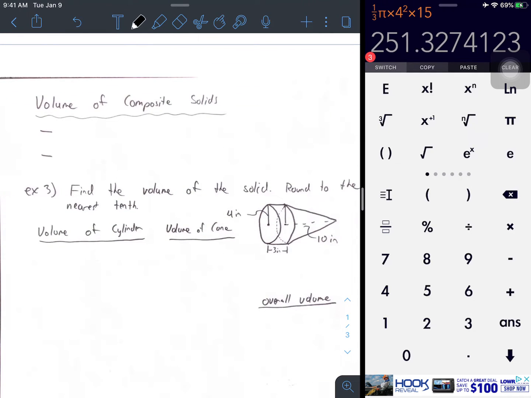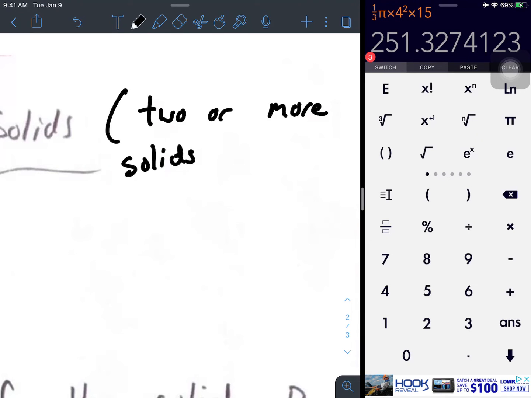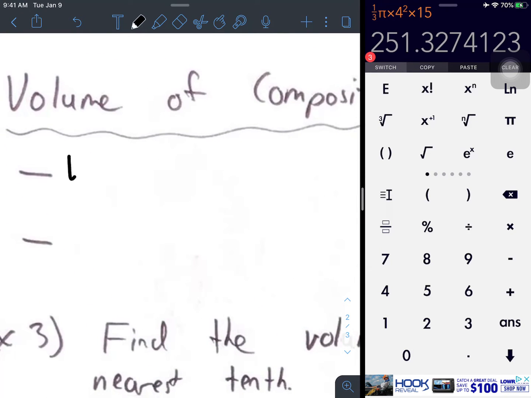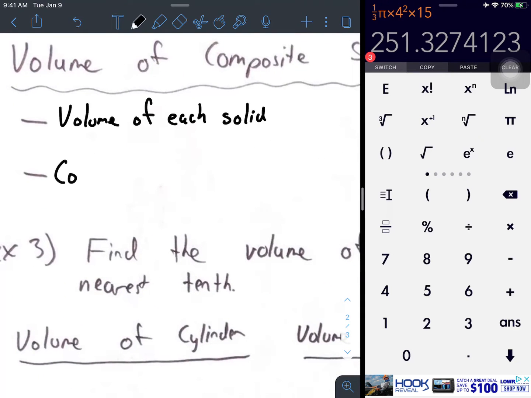So we have 2 different things that we need to keep in mind here. Composite solids, if you recall, is when we have 2 or more solids combined together. So the first thing we want to talk about is we want to find the volume of each solid, and then we want to combine those volumes.